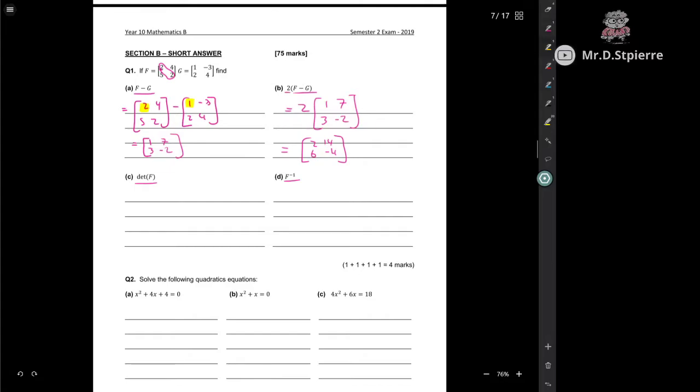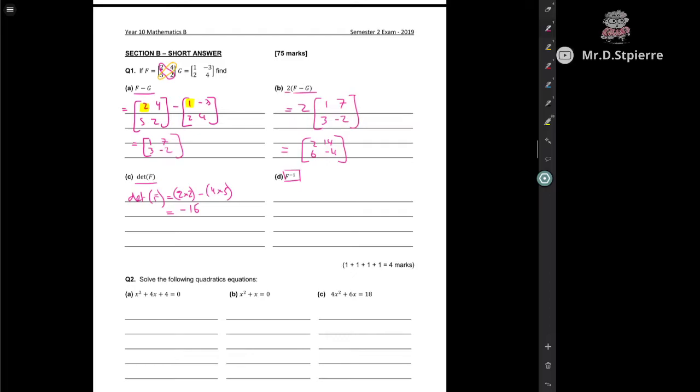Determinant of f. The determinant is the main diagonal, you multiply those two numbers together, then you take away the alternate diagonal multiplied together. So determinant of f is equal to 2 times 2, take away 4 times 5, that gives us 4 take away 20, which is negative 16. Since that does not equal 0, that means the inverse of f does exist.